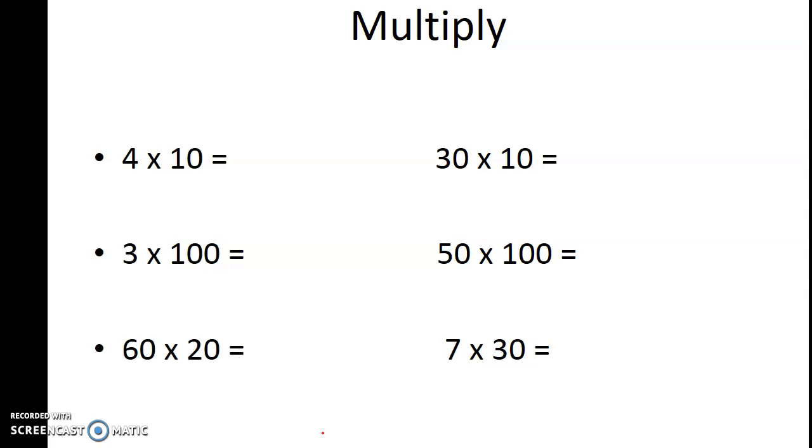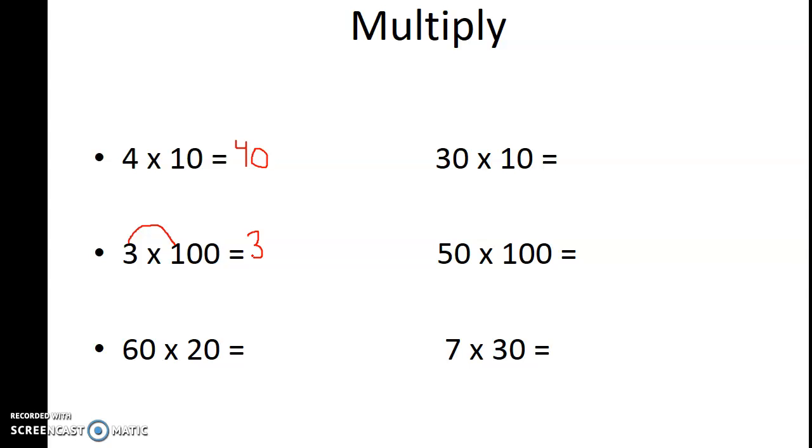We will do more examples. Let's multiply 4 times 10 from table 10. What is 4 times 10? Equals 40. 3 times 100. Okay, the same as the previous way. I will skip all the zeros. Multiply 3 times 1 equals how much? 3. Any number we multiply by 1 stays the same.